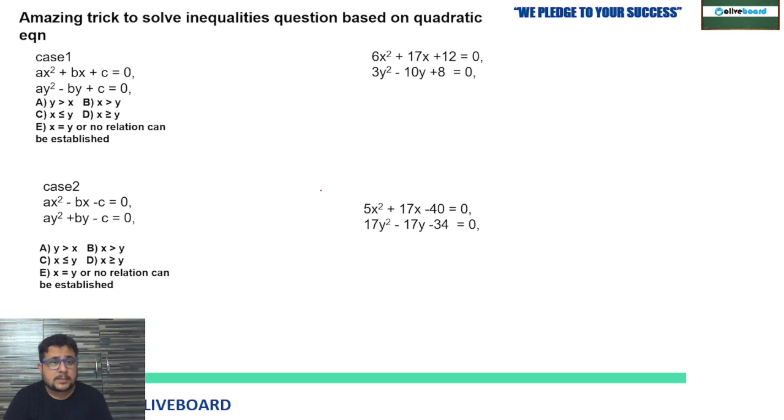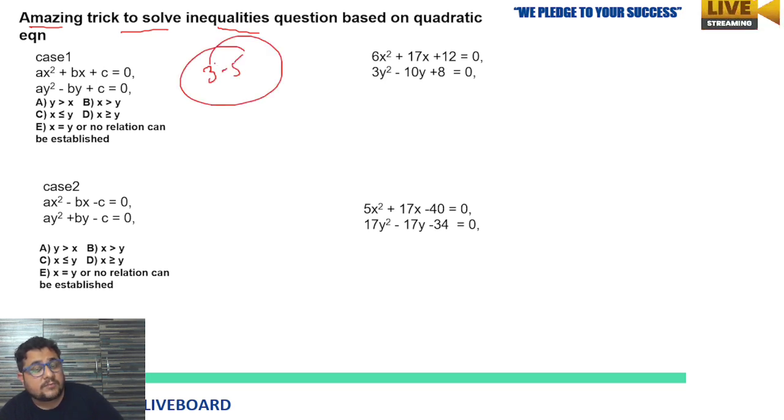All faculty members are discussing the most important topic within 5 minutes for your RBI Grade B 2023. So let's start. Today we are going to discuss the amazing trick to solve inequality questions based on quadratic equations. As you can see, the majority of questions, 3 to 5 questions, come from this section.